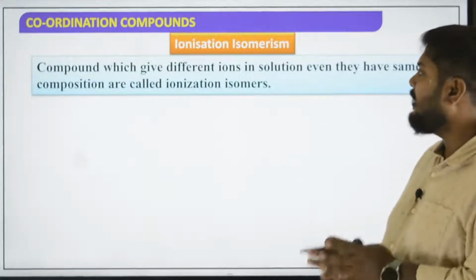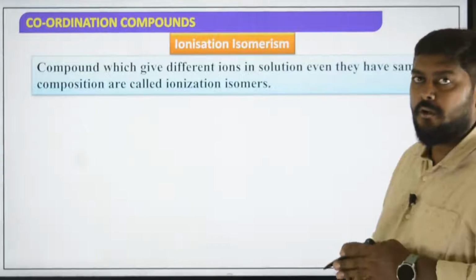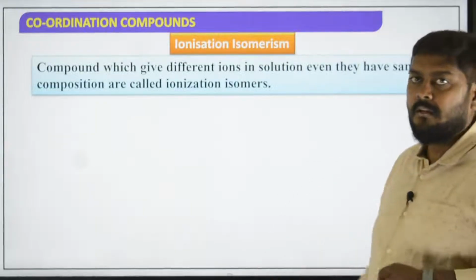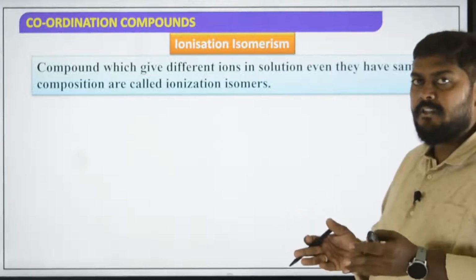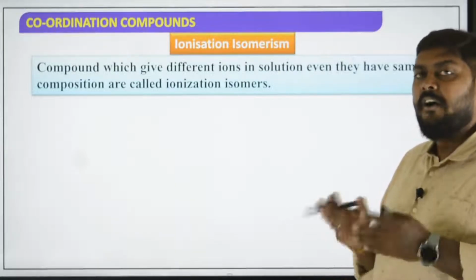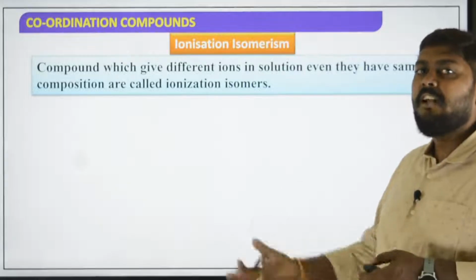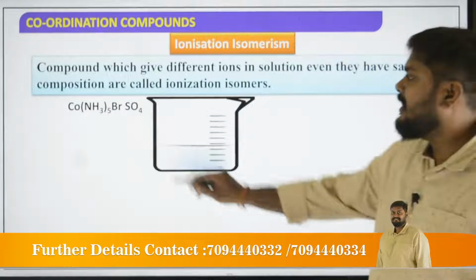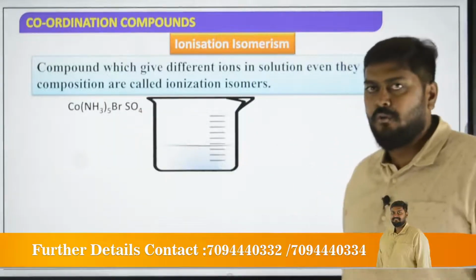The compounds have the same molecular formula but differ in the ions they give in solution, right? We have the ionization sphere and the coordination sphere, isn't it? The ions in the ionization sphere will vary, but the molecular formula will be the same. For example, I have taken a complex [Co(NH3)5Br]SO4.